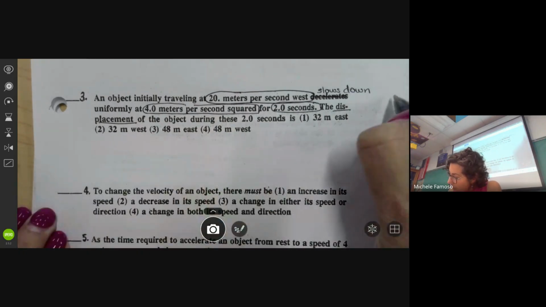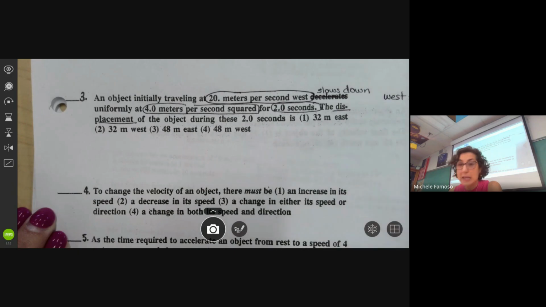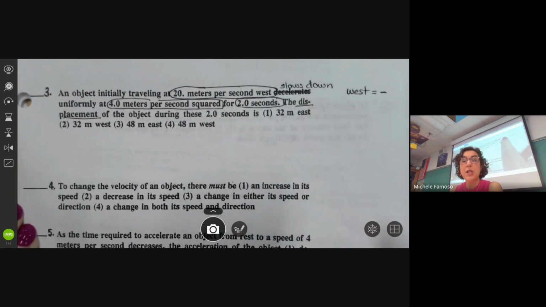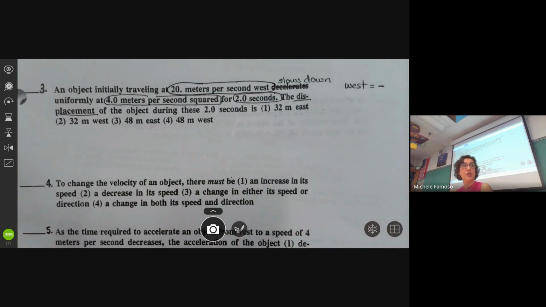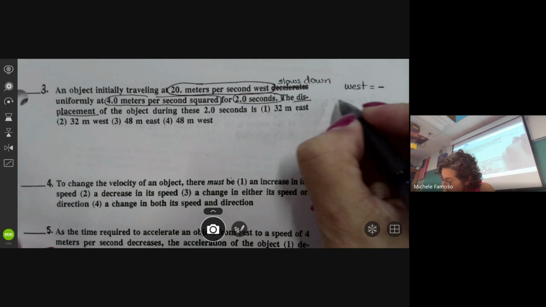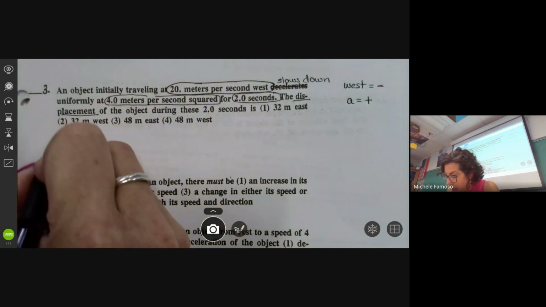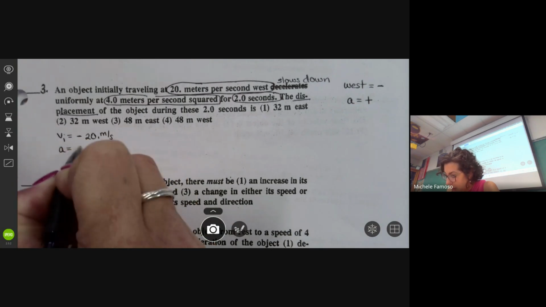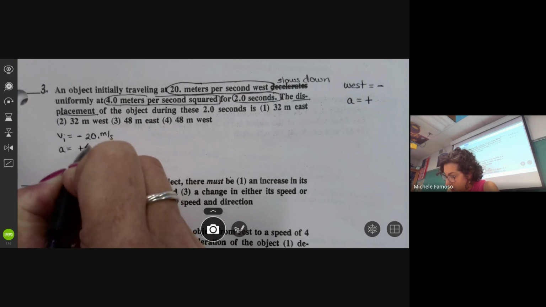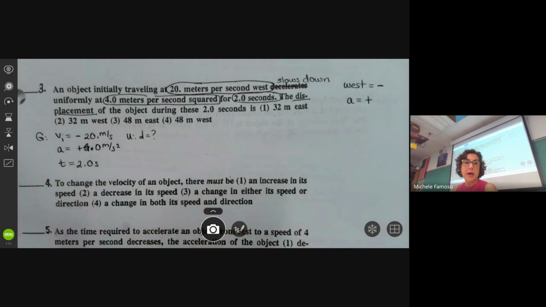All right, so first thing I need to do is remember that west is a negative direction. And when you are slowing down, that means your acceleration is opposite that. So that means in this case, our acceleration is a positive value because our initial velocity is negative 20 meters per second. The acceleration would be positive 4.0 meters per second squared, and the time is 2.0 seconds. We're looking for the displacement. So there's my givens, there's my unknown.